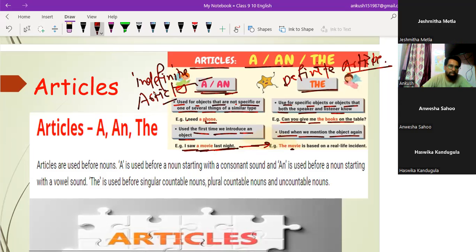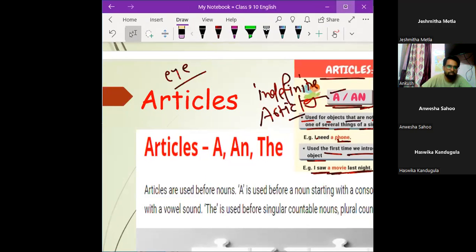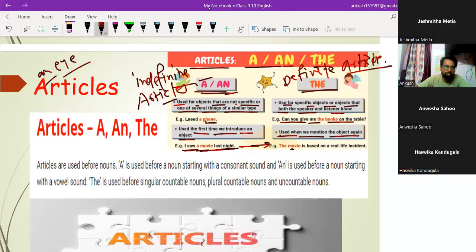Suppose I am writing here "I". So which article should be there? "Am", sir. "An" will be there with it. And why "an"? Because first, it's a vowel letter, and its sound is also a vowel sound. Okay. For example, to understand.